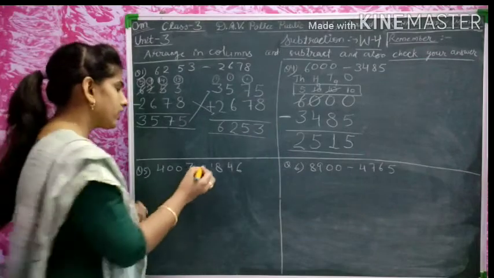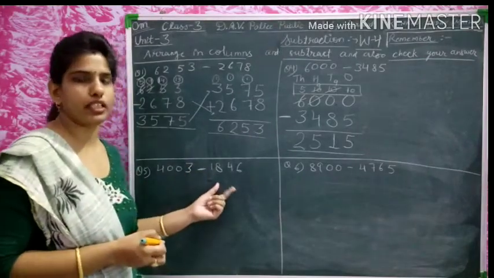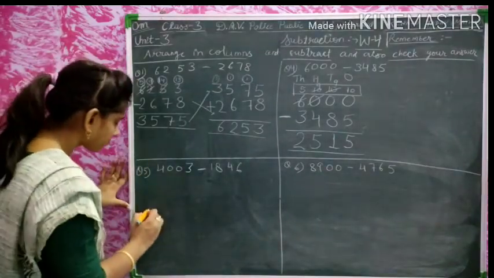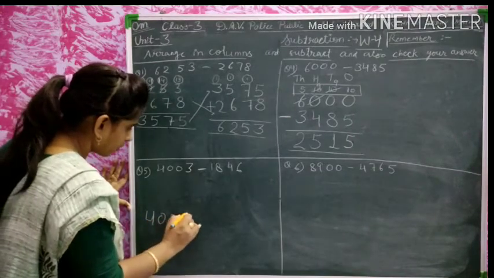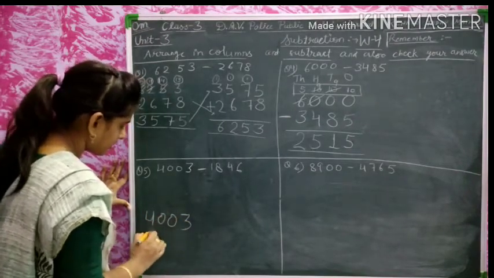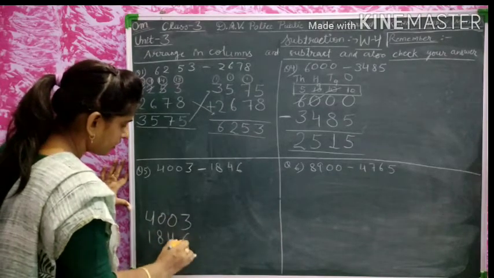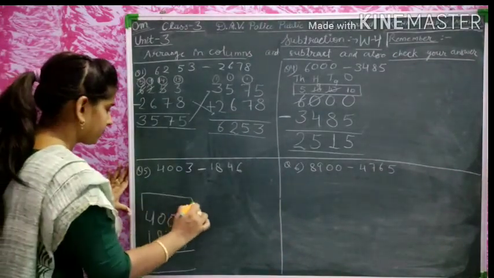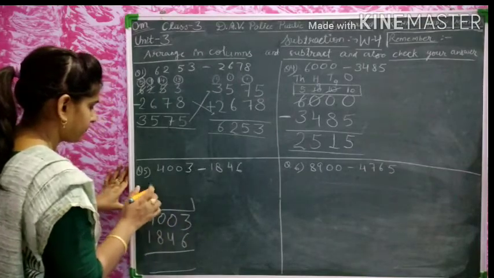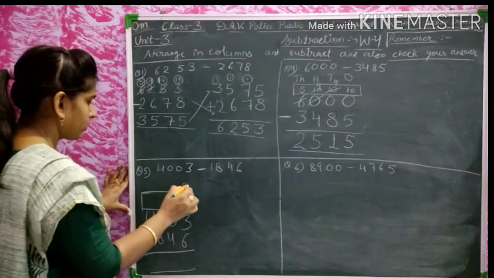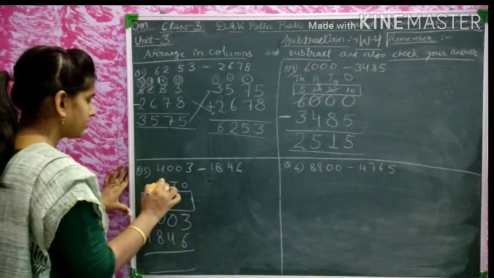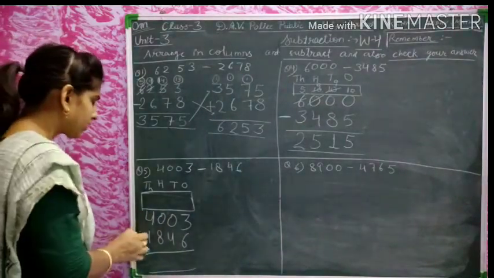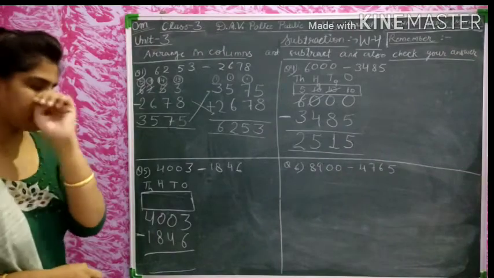In the next question, it is asking that this number is subtracted from this number. So first we will arrange in columns. This is 4003 and this is 1, 8, 4, 6, and we will subtract this number. This is ones, tens, hundreds, thousands. Is it clear, students? Now we will take the subtraction here. Okay students, so let's start this question.